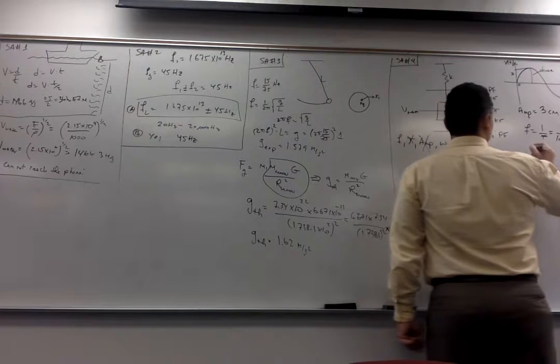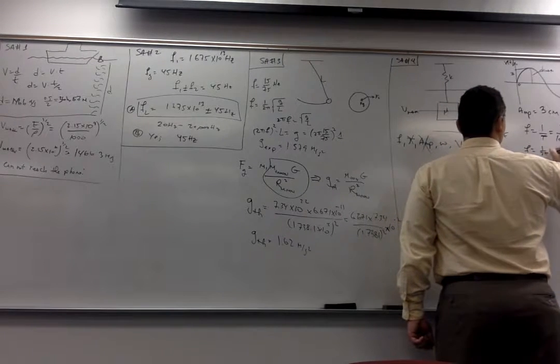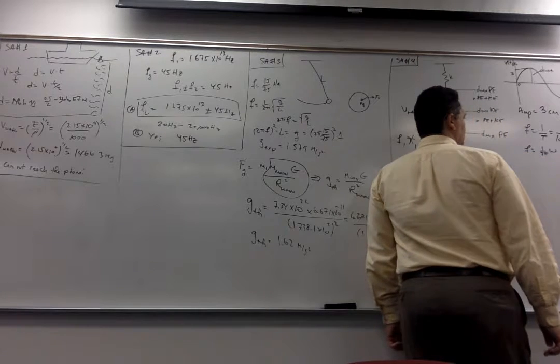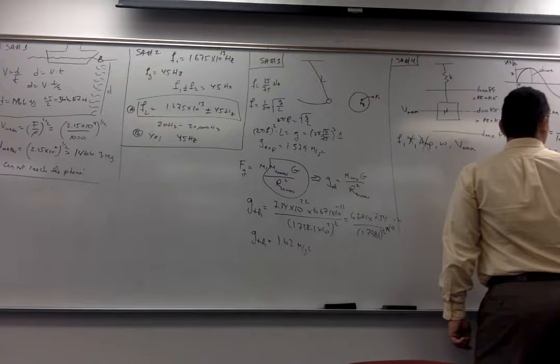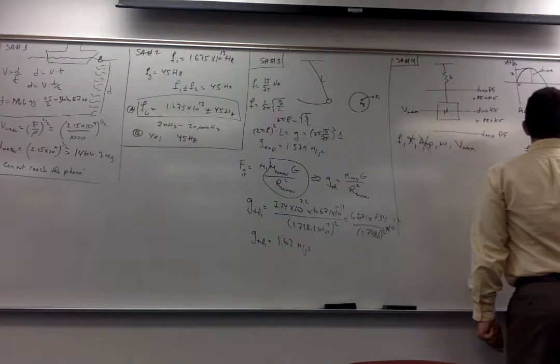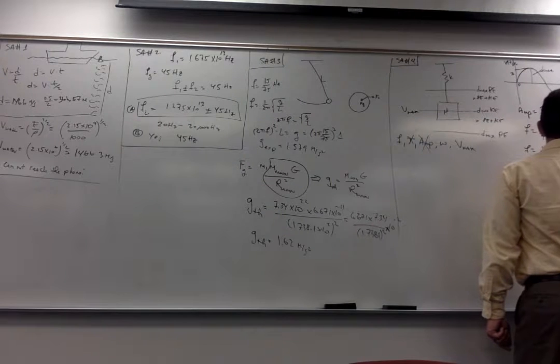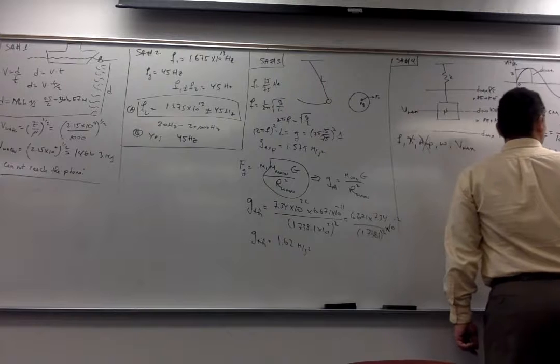We also know the definition that the frequency equals omega over 2 pi. So that means that omega equals 2 pi times the frequency, which is 2 pi times 0.095. So whatever that is.